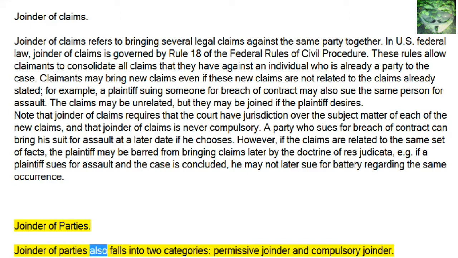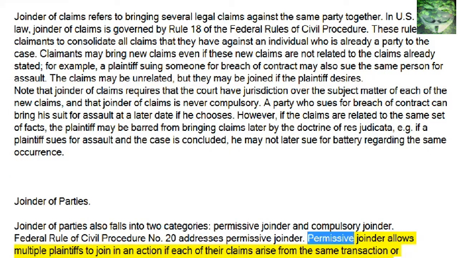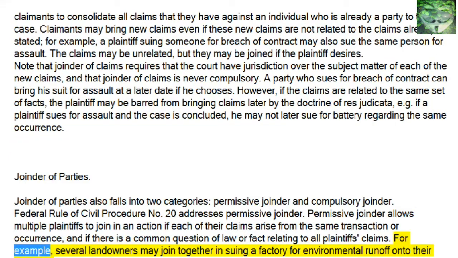Joinder of parties. Joinder of parties also falls into two categories: permissive joinder and compulsory joinder. Federal Rule of Civil Procedure Number 20 addresses permissive joinder. Permissive joinder allows multiple plaintiffs to join in an action if each of their claims arise from the same transaction or occurrence, and if there is a common question of law or fact relating to all plaintiffs' claims. For example, several landowners may join together in suing a factory for environmental runoff onto their property.